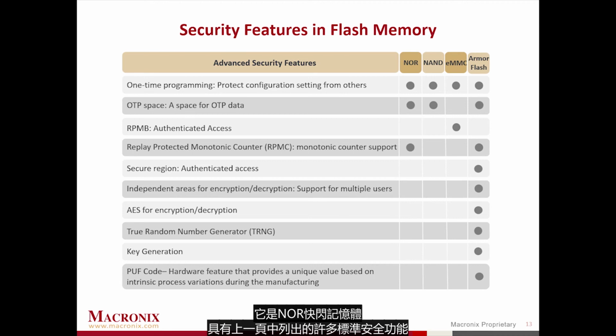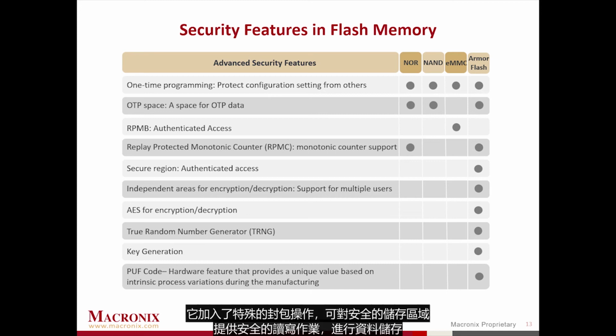It is a NOR flash device and has many of the standard security features listed in the previous page, as well as advanced security features listed on this slide. Armor Flash Generation 1, as an example, has a standard SPI interface and leverages the SPI command infrastructure. It introduces special packet operations that provide secure read and write operations to its secure memory region for data storage.